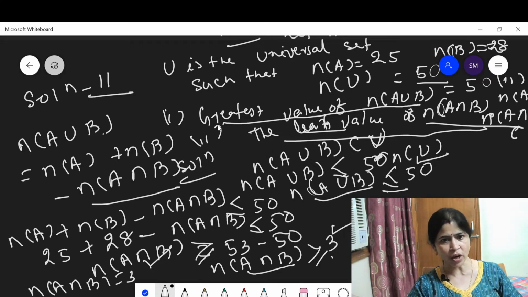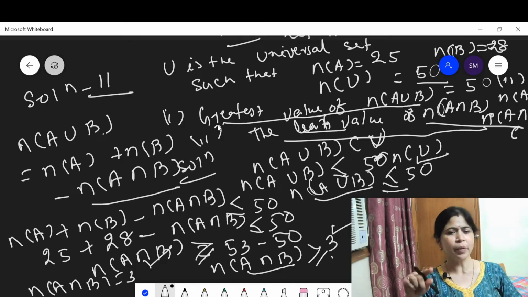This is less than or equal to 50. Here, by solving the linear equations, the inequations, we come to the conclusion that n of A intersection B is equal to 53 minus 50. This means n of A intersection B is greater than or equal to 3. This means the least value of A intersection B is 3.